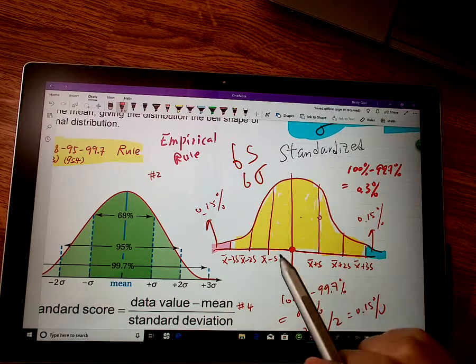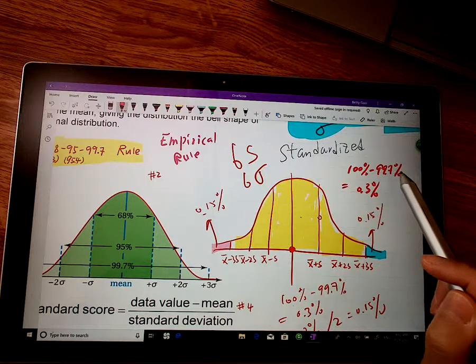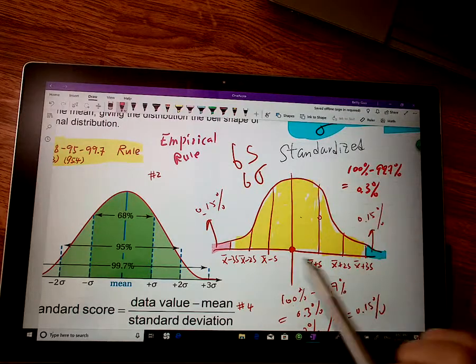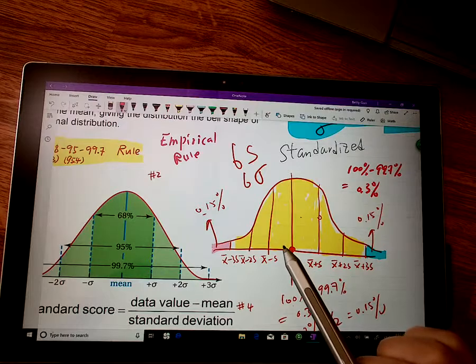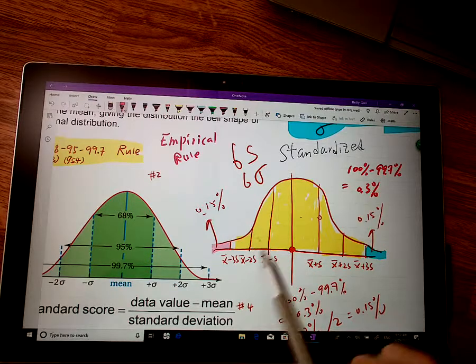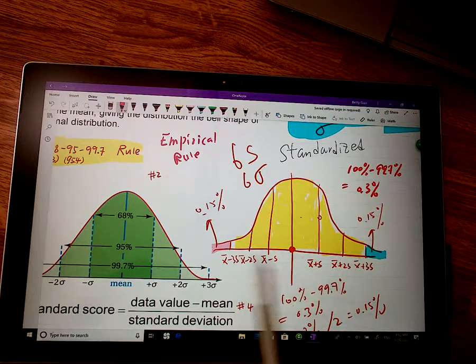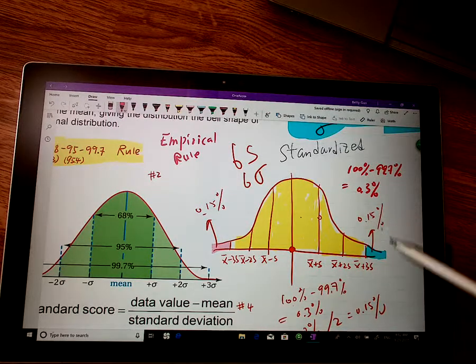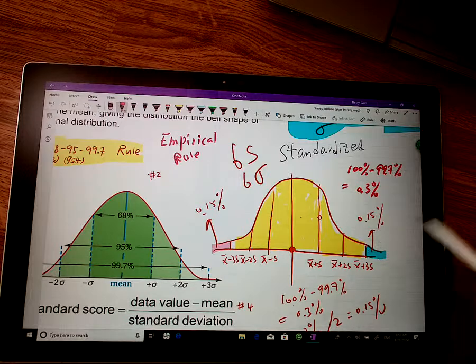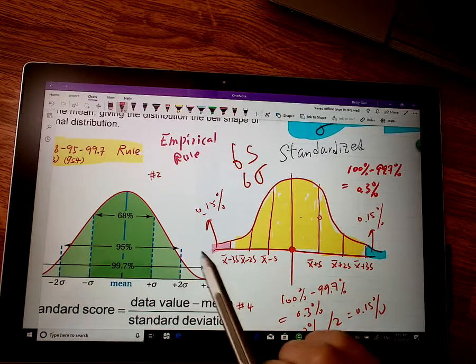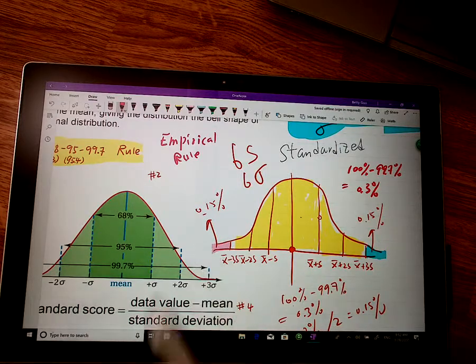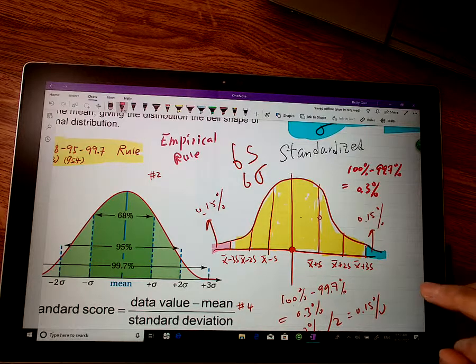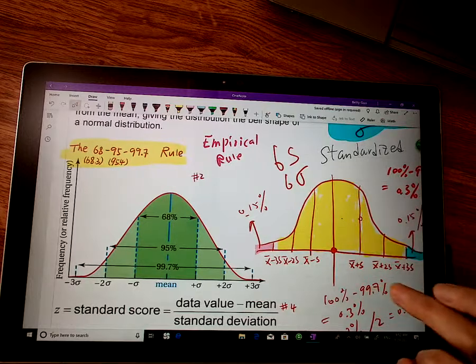The yellow part, those are the 99.7%. Almost all the values in the population which is normally distributed fall within this range. Okay? And 0.15%, those are very rare, R-A-R-E, and this 0.15% also very rare. Does that make sense? Yeah, that's the content of this rule.